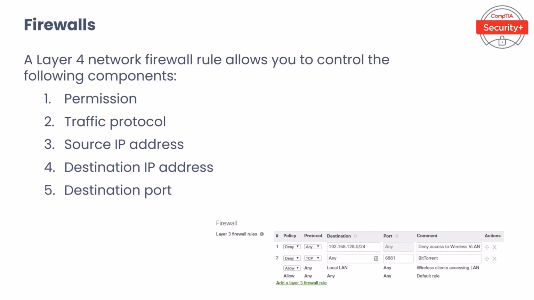A layer 4 firewall rule allows you to control the following components: first is permission, then traffic protocol, source IP address, destination IP address, and destination port. You can be very specific with the rules, which makes mitigating incidents with firewall configuration changes effective.